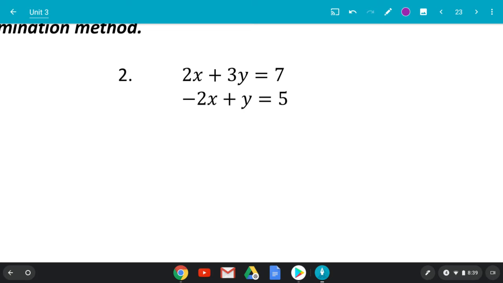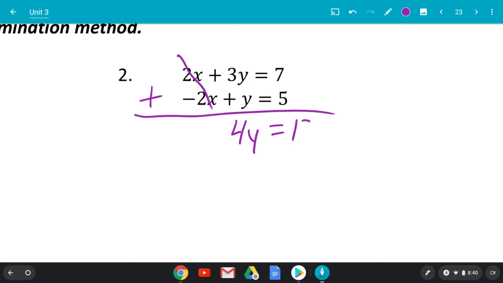The same thing. This one, if we look at it, what is this method called? The elimination method. If I add those two equations together, will something disappear? The x's will disappear. That's what I want. That's why it's called the elimination method. So, boom, we add them together. My x's cancel. That's beautiful. 3 plus 1 is 4y. 7 plus 5 is 12, divide by 4. y equals 3. Now what?